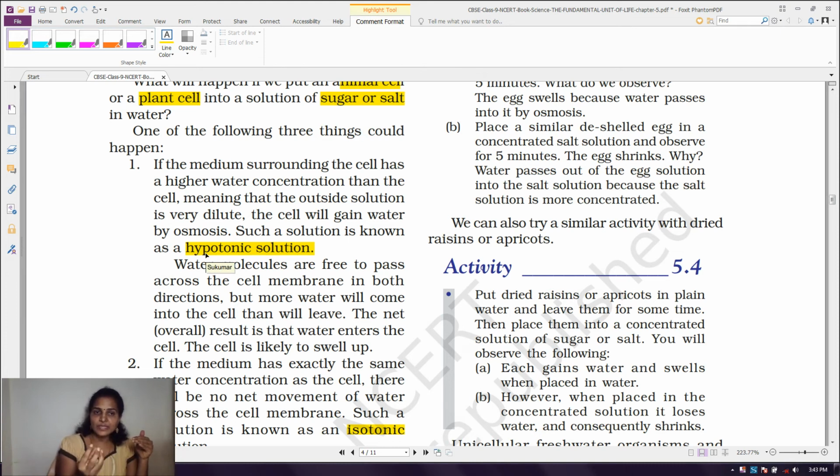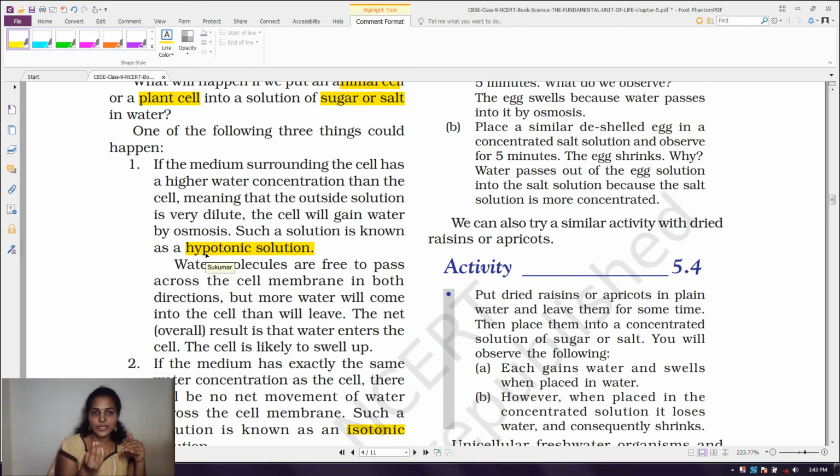So now we are adding one cell in the water. The cell does not have that much water. So now where is the water content more? In the beaker. So now from the beaker to the cell, what will happen? The water will move. How will we find out the water has entered the cell? It will bulge. It will swell up. The cell will swell up.